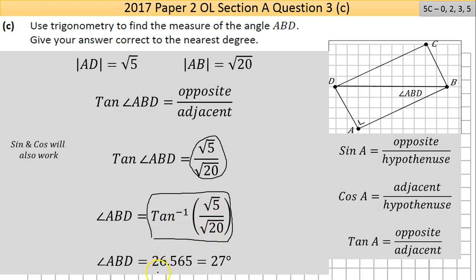The answer that I retrieved on my calculator was 26.565. The question says they want the answer to the nearest degree. So you look at the number just after what you're rounding to. That's 5, so the number goes up to 27, and you get your 27 degrees.